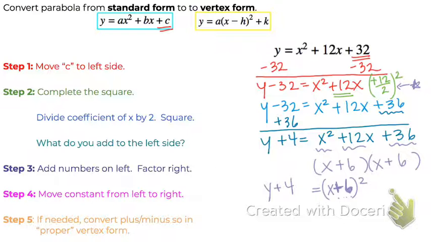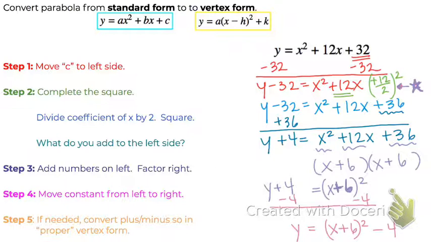So now that we're done with that, we need to move the constant over to the right side so that it is in this vertex form. We need it set equal to y. So let's move that minus 4 to the right side. And this is what we have in pink.